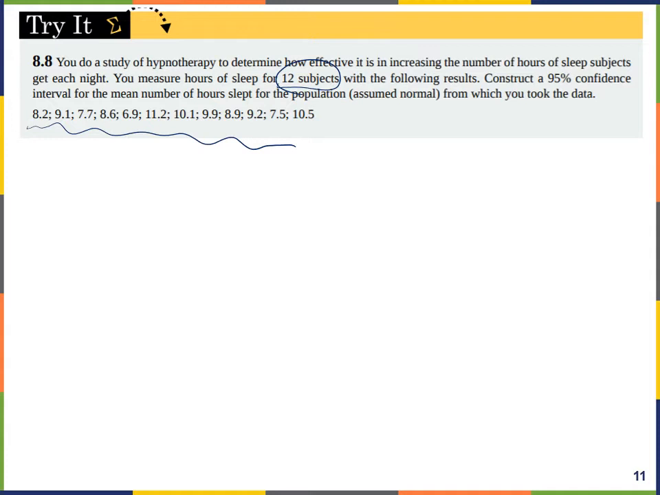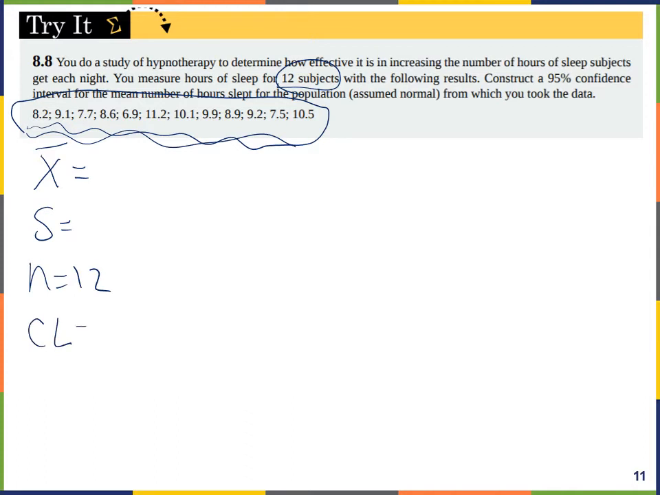Now, they gave you the data in this question. They did not tell you what the mean or the standard deviation from the sample is, but we learned how to do that in the beginning of the semester. So you're going to have to put a little work into this question to come up with the sample mean and the sample standard deviation. We know the sample size is 12. They also give us a confidence level of 95%. And from the sample size of 12, we know that degrees of freedom is 11.